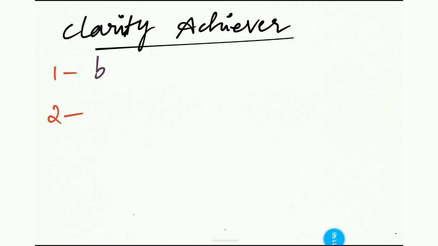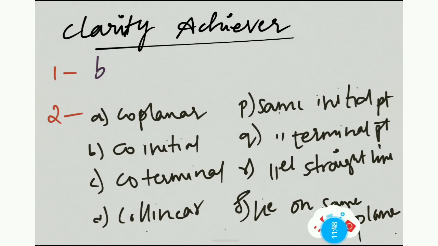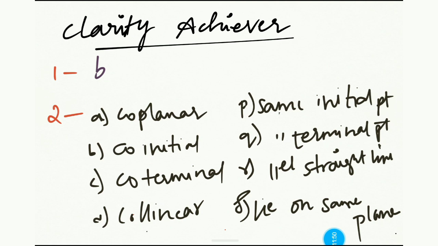Okay. Second one, we have a matching. Matching coplanar vectors. Coplanar vectors, just now we have seen they lie on the same plane. So S will be the answer for A. I'll write it here, S. Co-initial, they have the same initial point. Co-terminal, they have the same terminal point. Co-linear, they lie on a parallel straight line. So SPQR, check in the options, SPQR, it's option A.